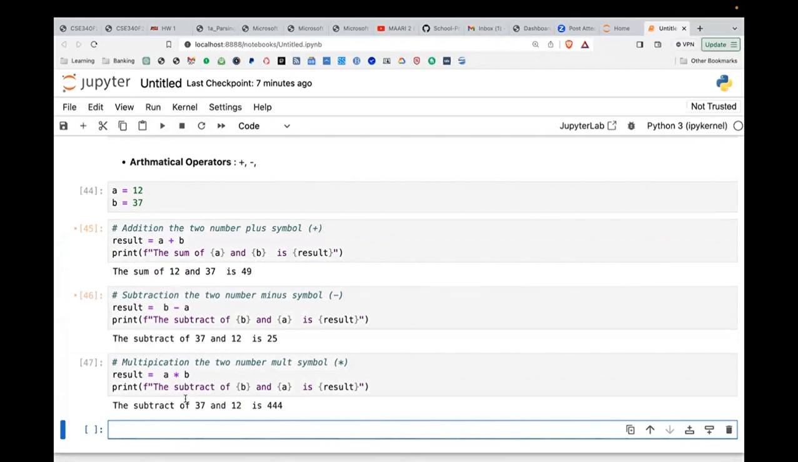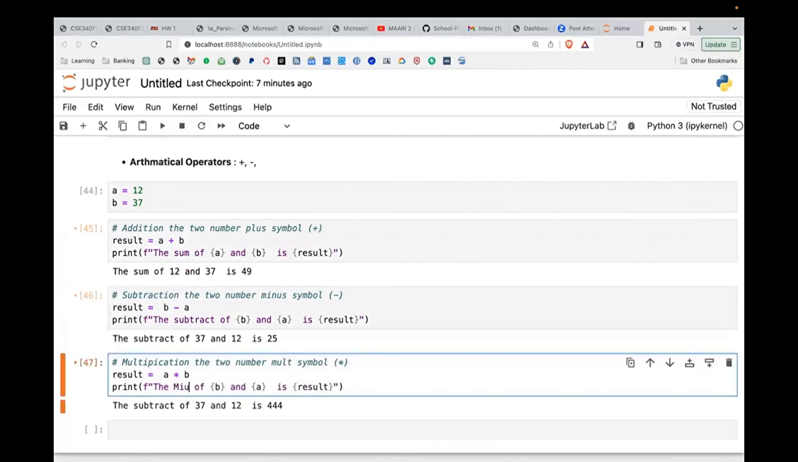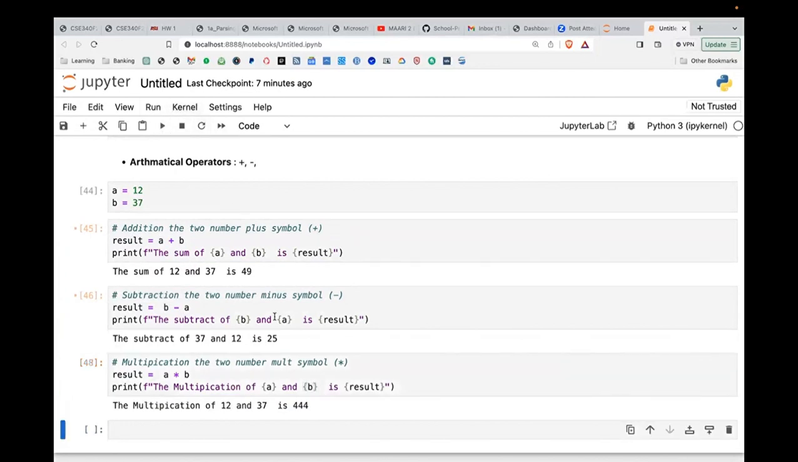I am writing subtract. No, I will just say multiplication of A and B multiplied. That is not the issue. Same thing. So this is your answer right now.